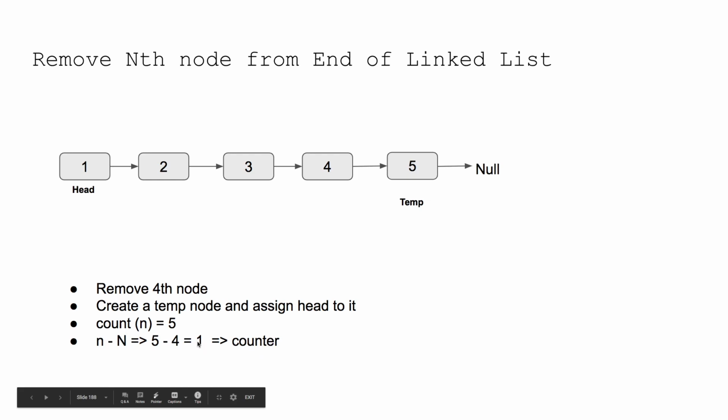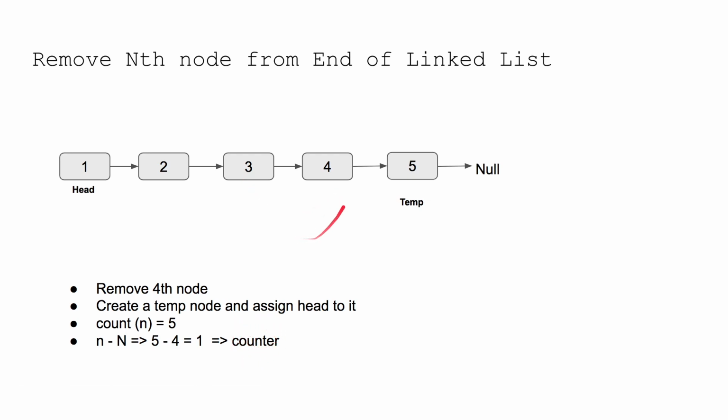Now, once we have this length, we can simply calculate one value, which we will call counter. So we'll simply do n minus N. Here small n is the length of the linked list and the capital N is the nth node which you want to delete. So here it will be 5 minus 4 equal to 1. So using this counter value, I simply need to iterate over this linked list again until we reach the counter value. So why is this counter value required? So for example, let's say if you want to remove this node with value 4. So how do we usually do it?